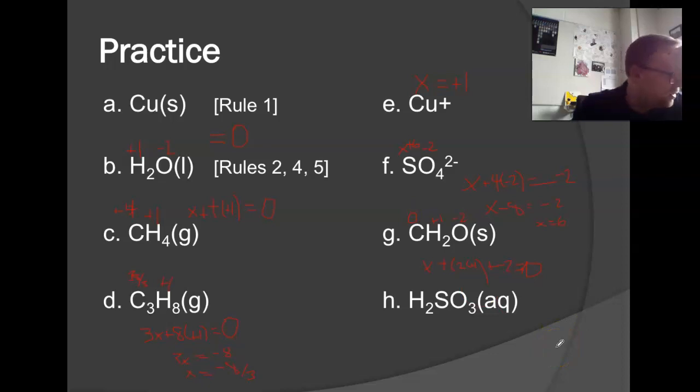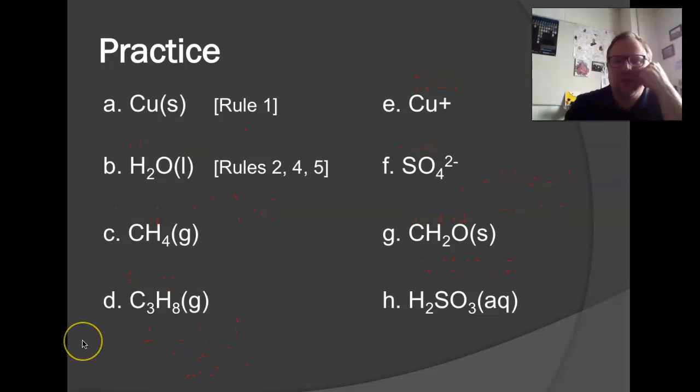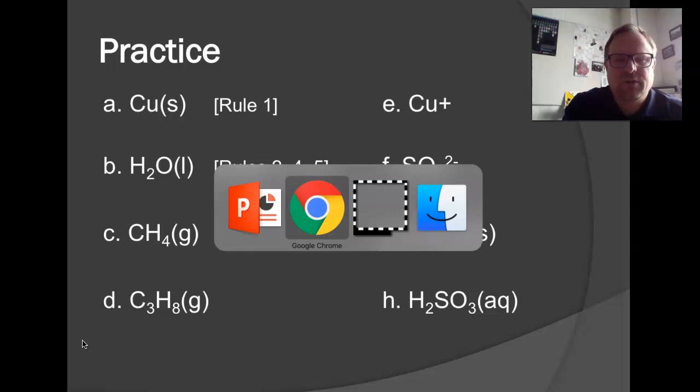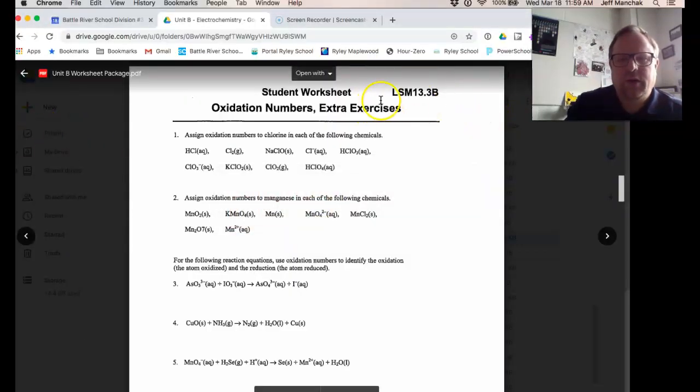I think that's probably enough examples for you guys at this point. I've introduced to you what oxidation numbers are. I had to jump off there, and all of my work disappeared off here, but you can go back a couple of seconds if you need to have a look at it again. What I'd like you guys to do now is hit pause on this, and then go to your package of worksheets and look for LSM 13.3b and get to work on it.